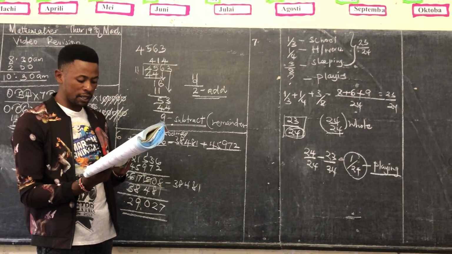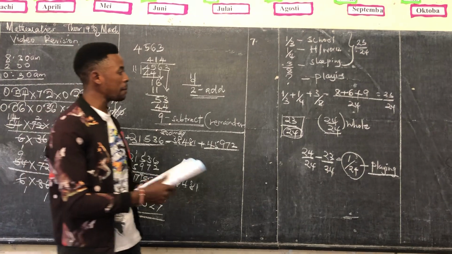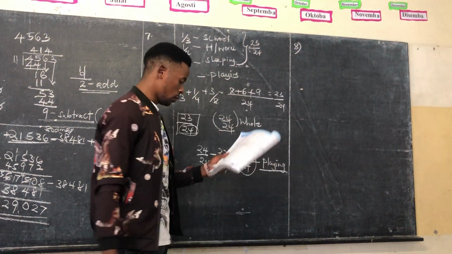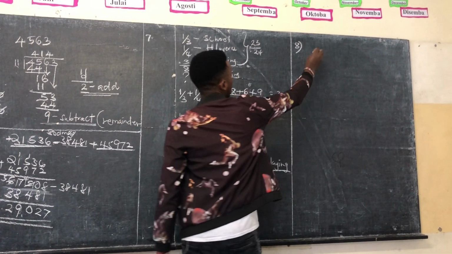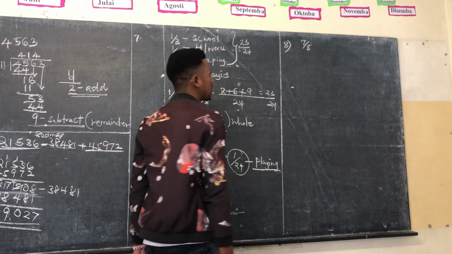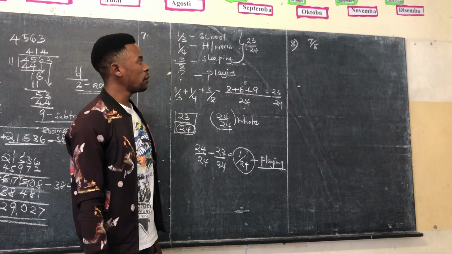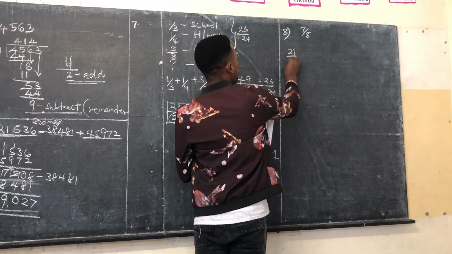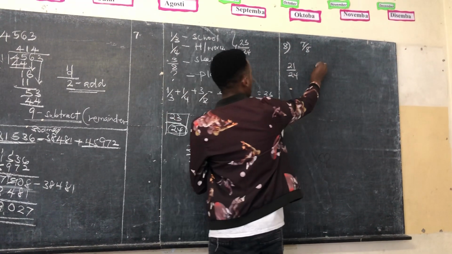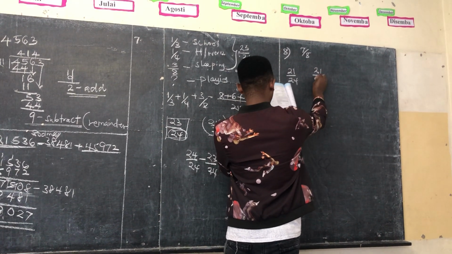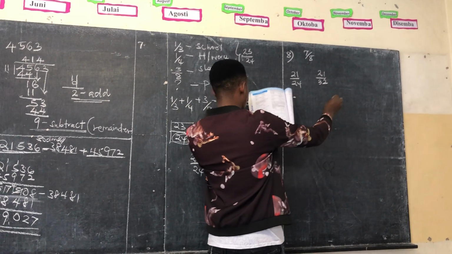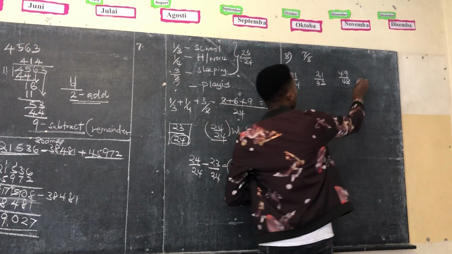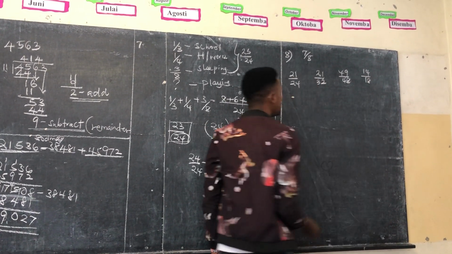Now, which of the following is equal to 7/8? That's number 8. Which fraction is equal to 7/8? So you're trying to find an equivalent fraction of that one. Now, from the given choices, 21/24, 21/32 as choice B, 49/48 as choice C, and 14/18 as choice D.